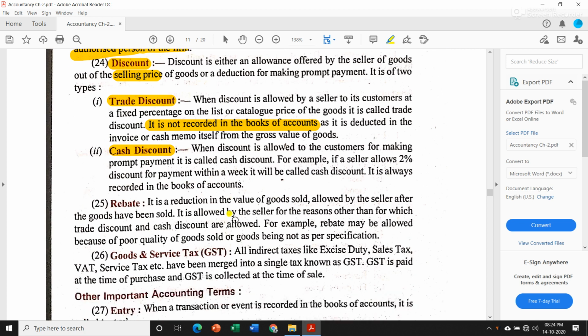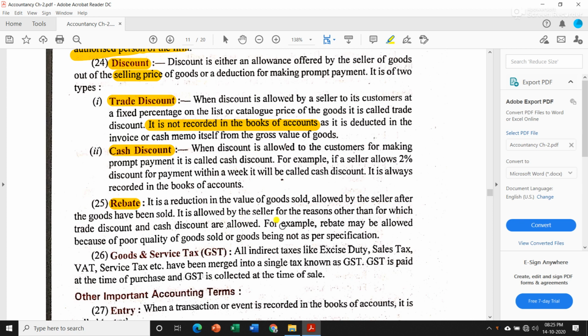Now there is a third kind of discount, but it is a little bit different from these two. It is known as rebate. It is a reduction in the value of goods sold allowed by the seller after the goods have been sold. After selling the goods, if the seller allows any discount or reduction in value, that is known as rebate. The difference is that it is allowed by the seller for a reason other than that for which trade and cash discount are allowed. If there is any other reason for which the seller is giving discount, that is known as rebate.